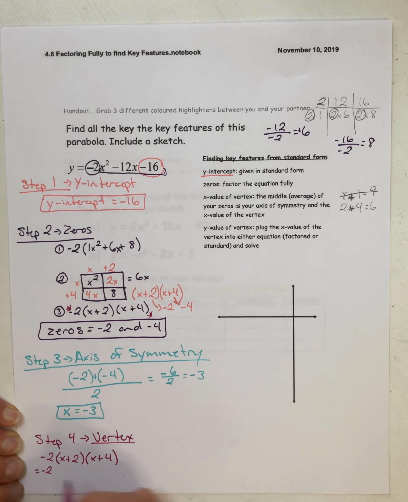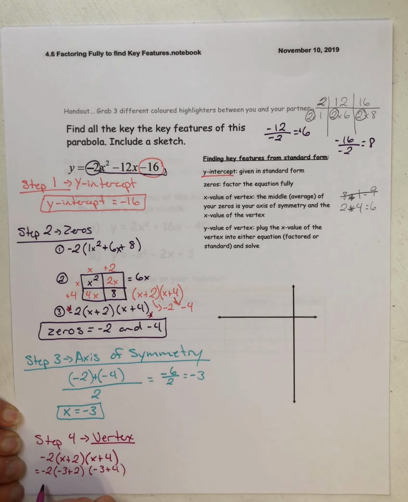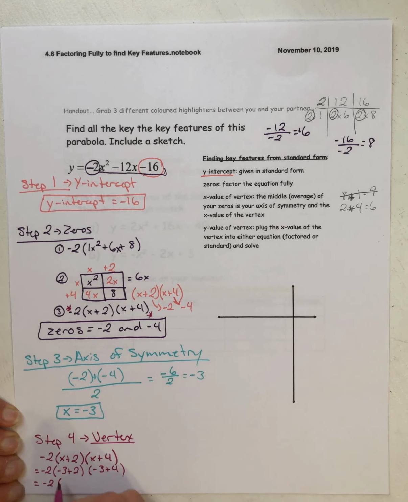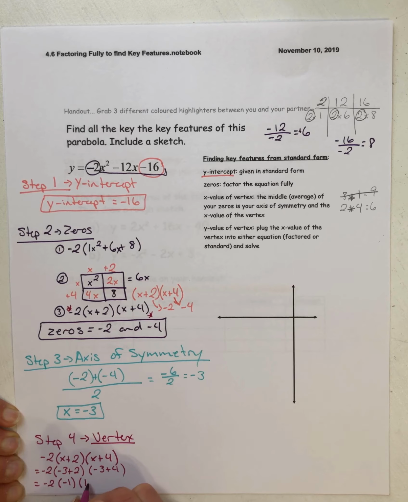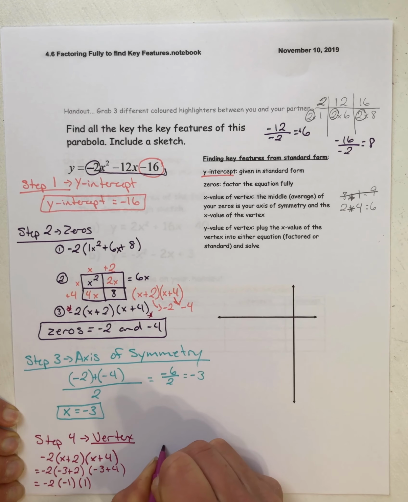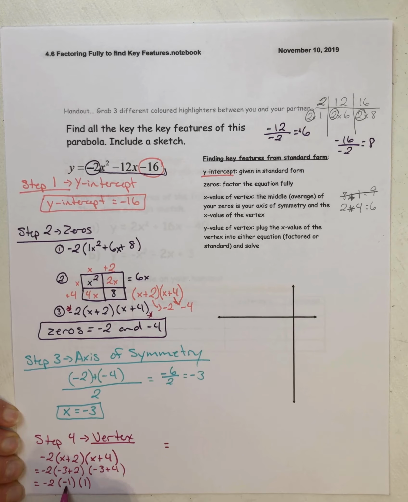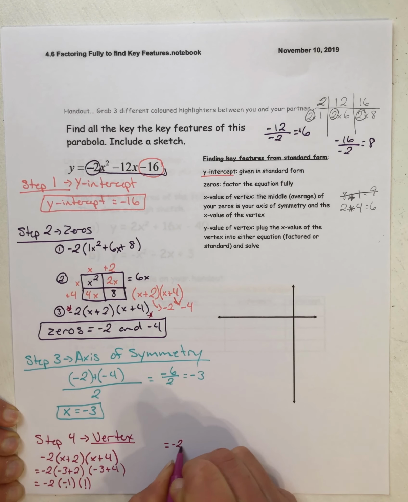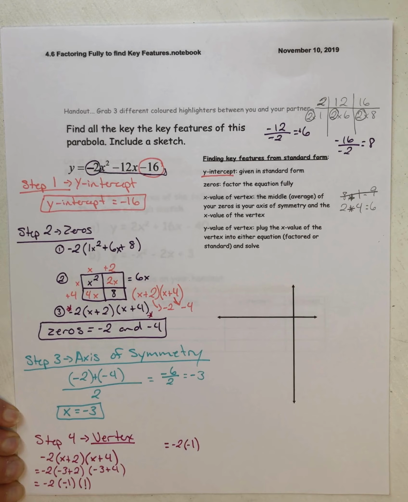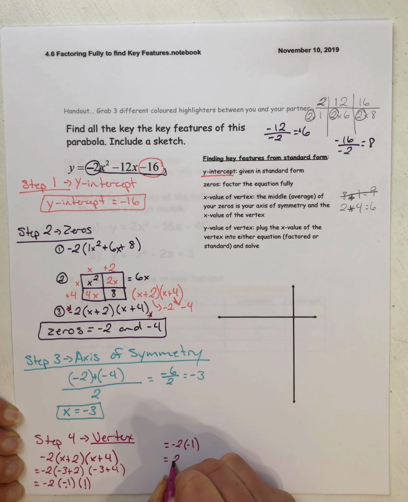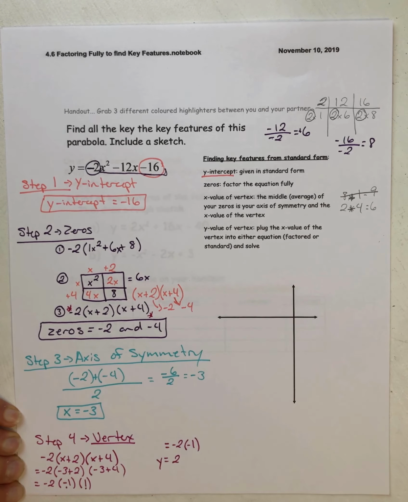So -2, -3 plus 2, -3 plus 4, and we get -2, and then -3 plus 2 is -1, -3 plus 4 gives me +1. So -1 times 1 gives me -1. And then on our calculators, if we do -2 times -1, we're going to get a +2, right? So this is our y.